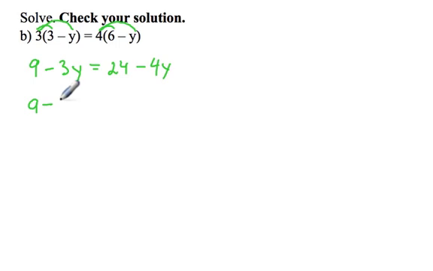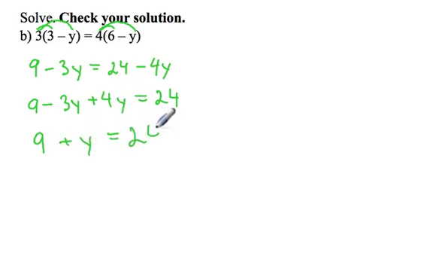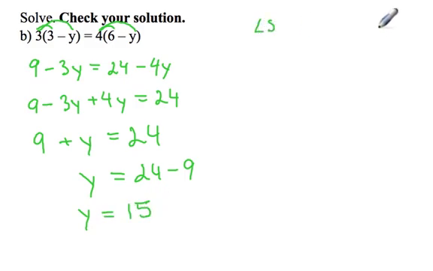That will equal 9 minus 3y plus 4y equals 24. Because when I add 4y to the right side, minus 4y plus 4y equals 0. So now we have 9, and minus 3y plus 4y is 1y equals 24. Now I have to subtract 9 on both sides to isolate the y. So y will equal 24 minus 9. y equals 15.